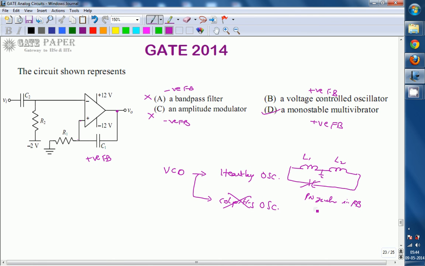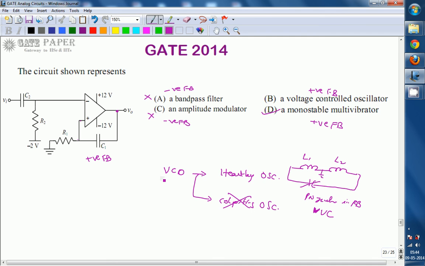It acts as a voltage variable capacitor, or varicap, that can be used as the capacitor. Then the Hartley oscillator is used for voltage controlled oscillations. But if it is a VCO, then it must include inductors. Whether the circuit consists of inductors: it doesn't have any inductor.